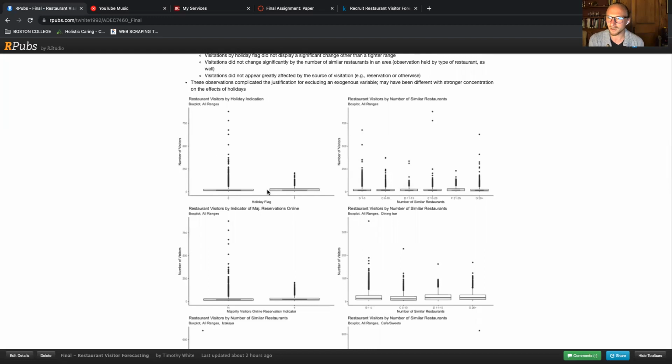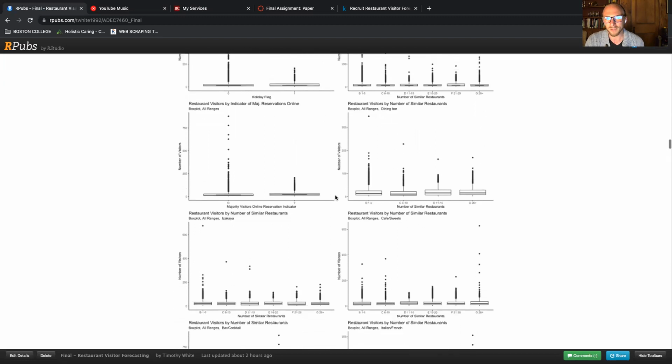Holidays, I'd be really curious to see what others found here. I did not see that they had a huge impact on visitors. I mean, there's definitely a shift in the outliers. That makes sense. There's less holidays than there are not holidays. So I'm not surprised there's not as many outliers, but in terms of this box, it didn't seem like there was a huge difference. The same is true.